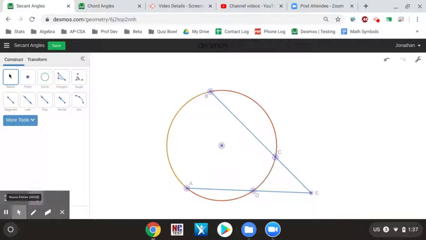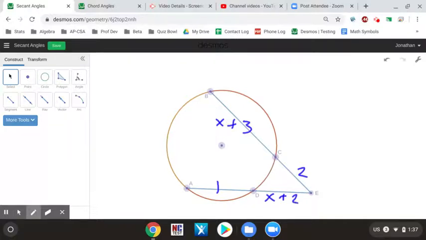And it tells you that this piece here, we're going to get a different color, is x plus 3. And then this piece over here is a 2. And this is a 1. And this is an x plus 2. Now, the tricky thing to remember about this is that when I have these external angles, I have to do the nose times the whole.